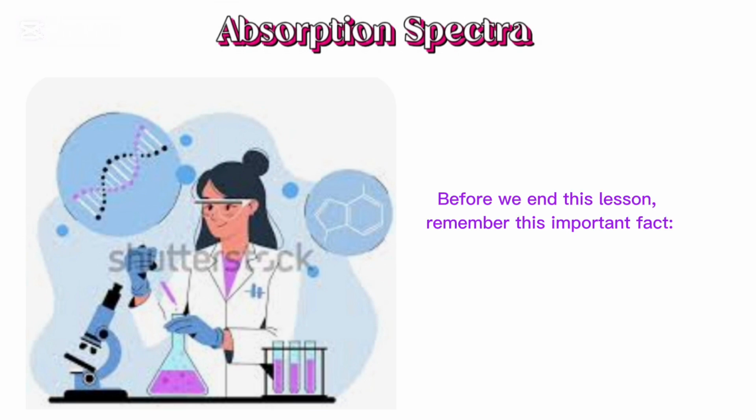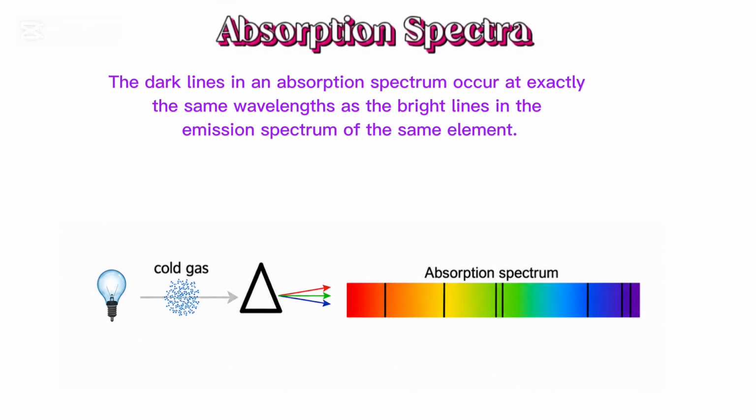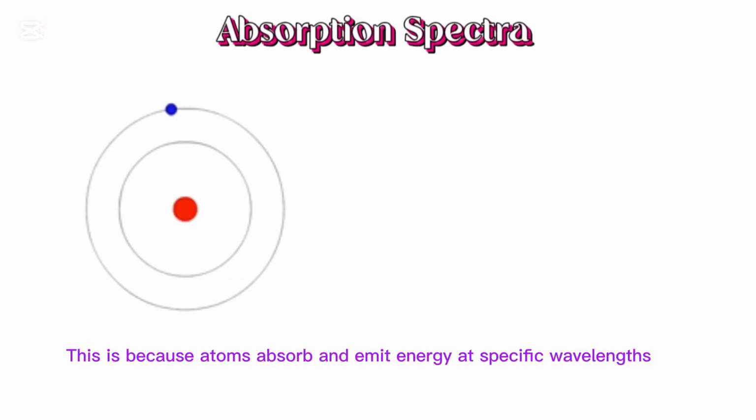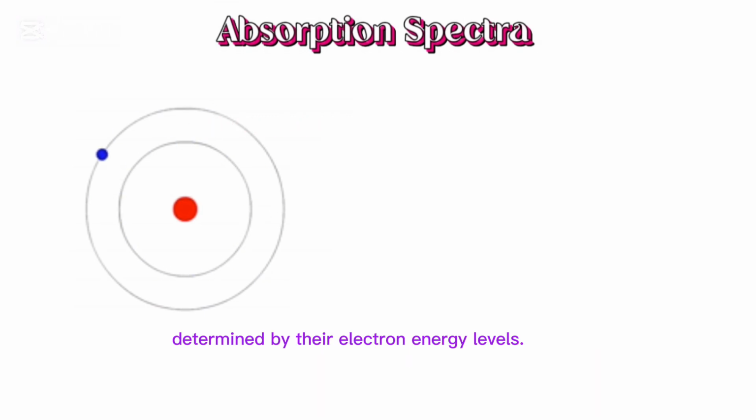Before we end this lesson, remember this important fact. The dark lines in an absorption spectrum occur at exactly the same wavelengths as the bright lines in the emission spectrum of the same element. This is because atoms absorb and emit energy at specific wavelengths, determined by their electron energy levels.